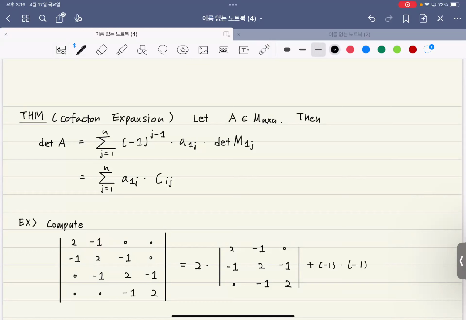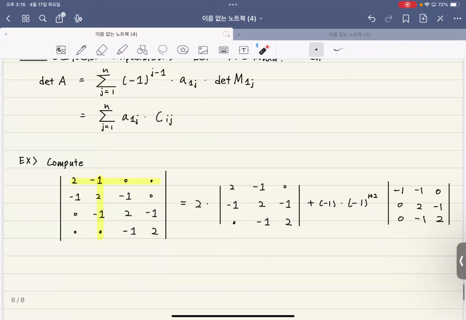this is the 1,2 component of this entry. So 1 plus 2 goes over here, and the matrix is minus 1, 0, 0, minus 1, 2, minus 1, 0, minus 1, 2. Because I just got rid of these two, this matrix must be here. So you are supposed to compute the determinant of this guy.